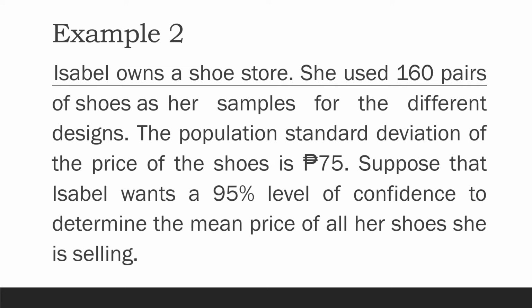Let us have the second example. Isabel owns a shoe store. She used 160 pairs of shoes as her samples for her different designs. The population standard deviation of the price of the shoes is 75 pesos. Suppose that Isabel wants a 95% level of confidence to determine the mean price of all her shoes she is selling. Okay, you have to take note that the level of confidence is 95%, the population standard deviation is 75, and our sample size is 160.